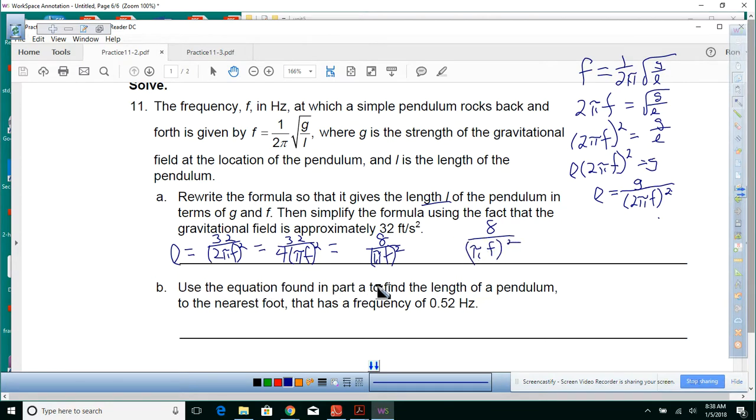Now, use the equation found in part A to find the length of the pendulum to the nearest foot that has a frequency of 0.52 hertz. So I'm going to put 0.52 in for f. So L equals 8 over pi times 0.52 squared. And let me rewrite that. 8 over 0.52 pi squared. And let's see here. Let's go to our calculator.